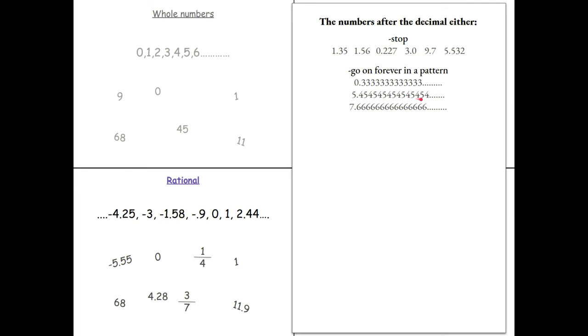You see 4, 5, 4, 5, 4, 5. It's going to be a rational number, 7.666. If the number either repeats, goes on forever in a repeating pattern, or if the number after the decimal stops, it's going to be called a rational number.